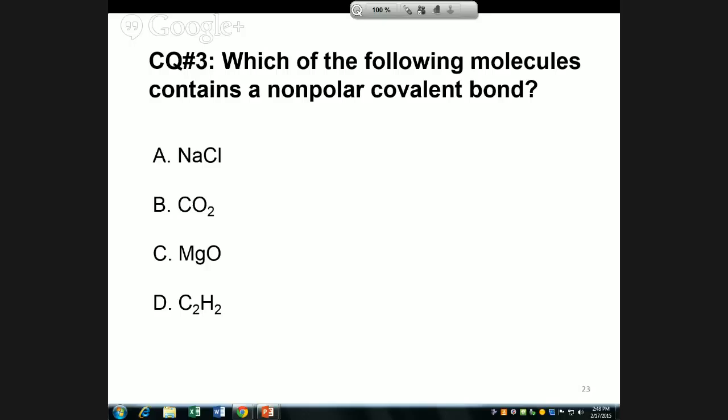Magnesium oxide isn't exactly as ionic as this. It's not an ionic bond, but they're still pretty far apart. Here again, we have some atoms that are bonding with each other that are the same, and therefore their electronegativities are the same.